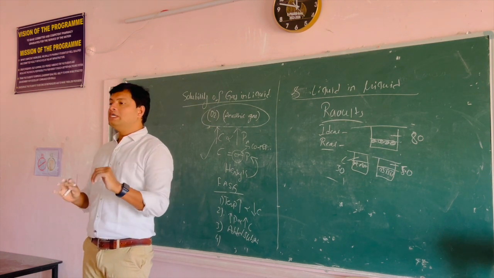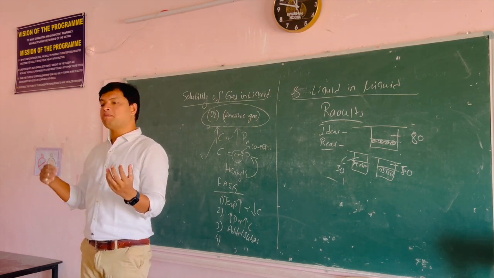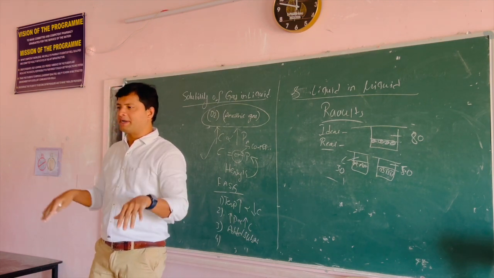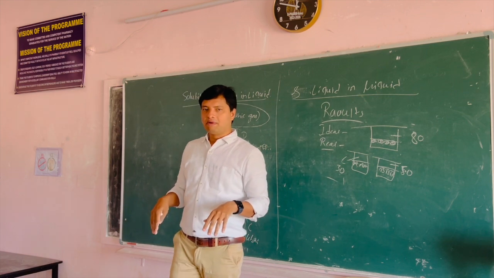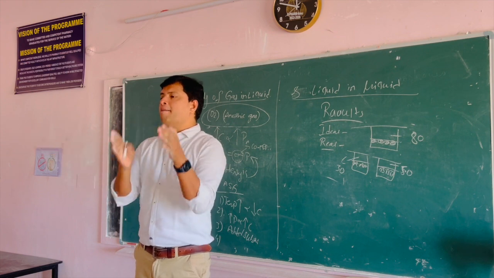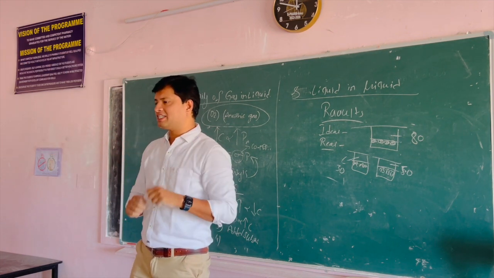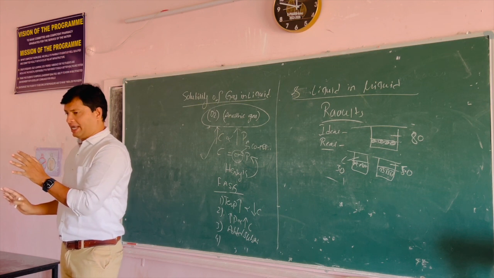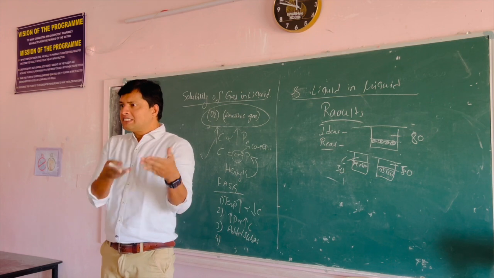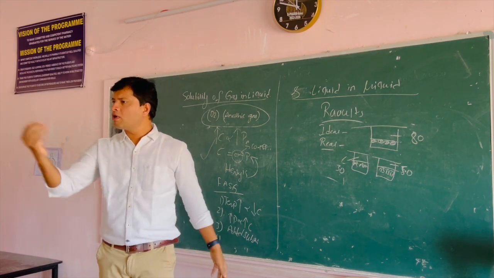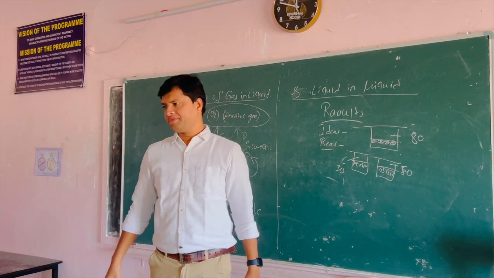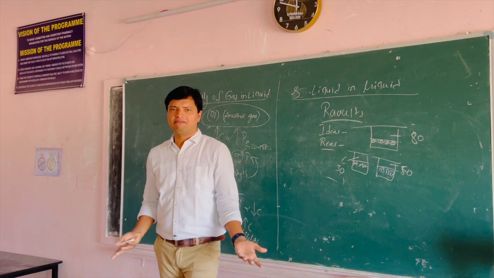Now you tell me, which is easy to distill? Negative deviating or positively deviating? Which is easy to separate? Positive, because they don't have any interaction. Positive deviation has less interaction, negative deviation has more interaction. If they are interacting, you can't distill them. If the girlfriend and boyfriend bond is very strong, I can't separate them. Simple thing. Less interaction.